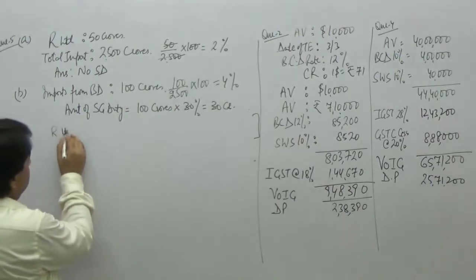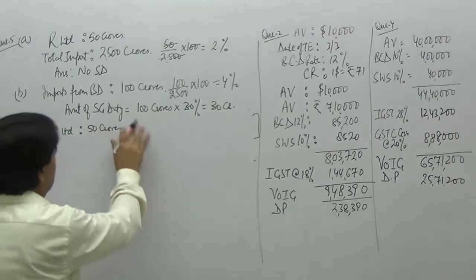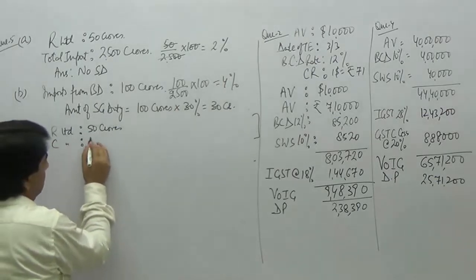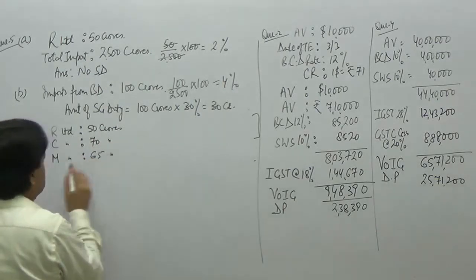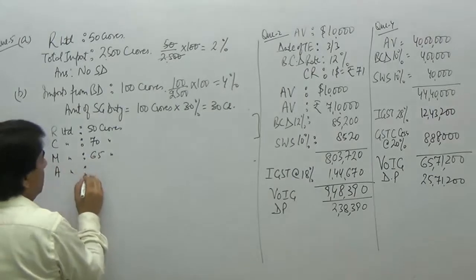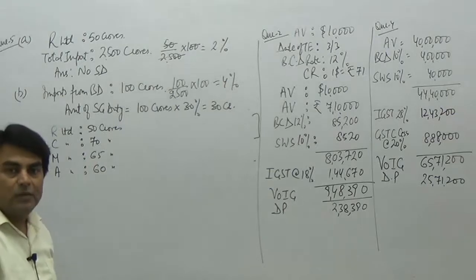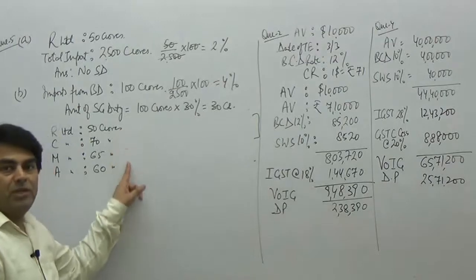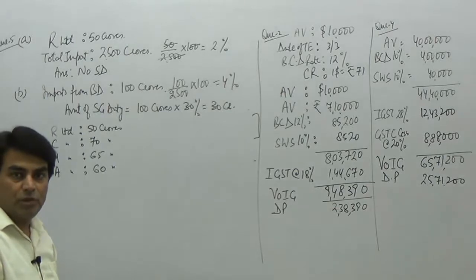We have R Limited, which imported 50 crores, all from developing countries. Then we have C Limited, which imported 70 crores. Then we have M Limited, it imported 65, and A Limited, this imported 60 crores, all from developing countries. So that means the situation now is that during the year, 4 companies imported these goods from 4 developing countries. So that means more than one developing country.